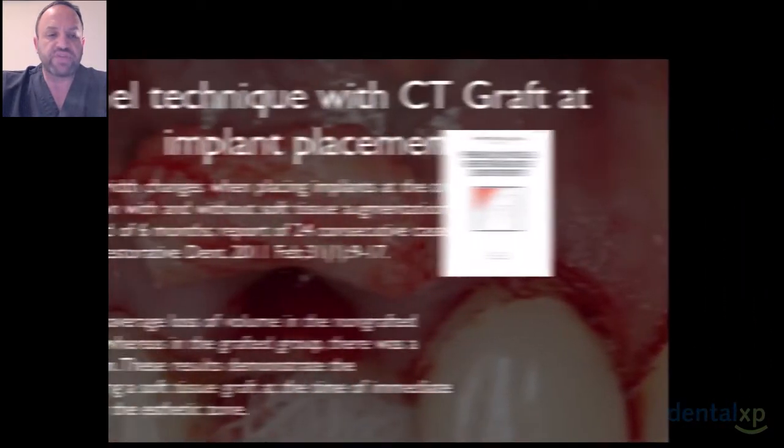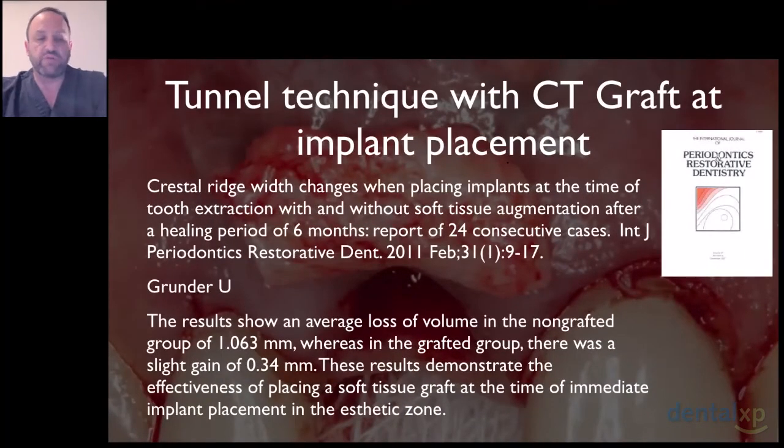The other treatment strategy is from a study by Grunder, and Salama and Gobbato have also put out a study in a similar vein to this. Basically what they did was a connective tissue graft with the tunnel technique. If you look at the results below, it shows an average loss of volume in the non-grafted sites of about 1.063, which is pretty much what Schropp and Chen and all the other Botticelli have shown in their articles. Whereas in the grafted site, there was actually a gain of 0.34 millimeters. So when you grafted, you didn't just lose, you actually gained some connective tissue.